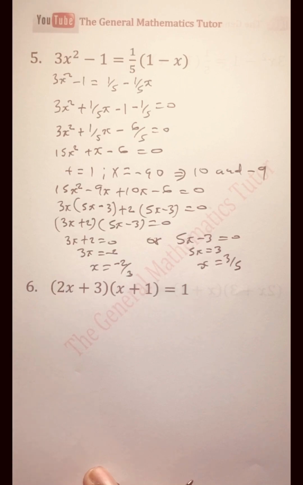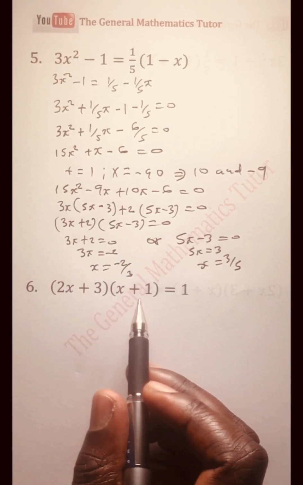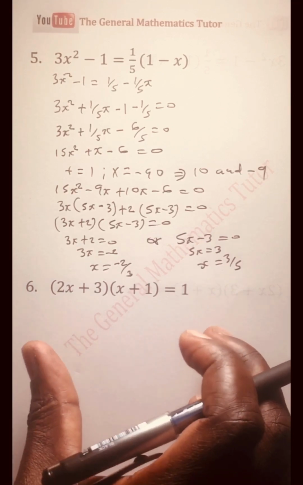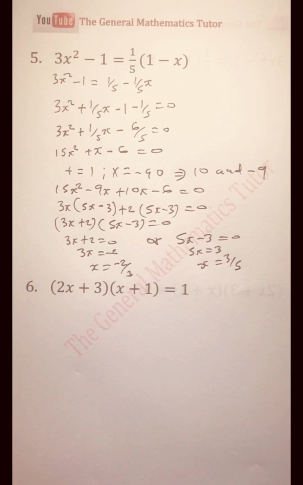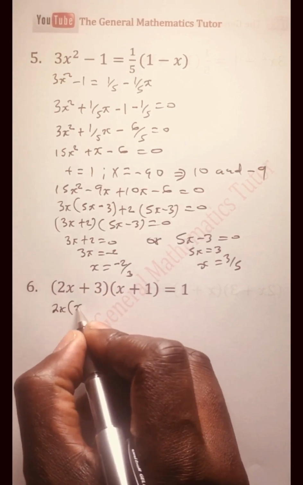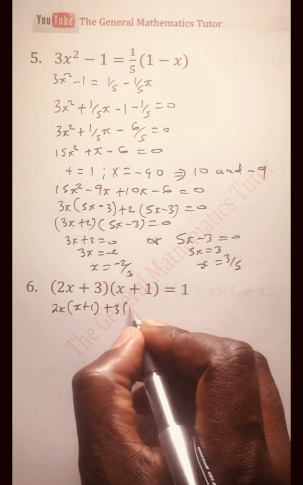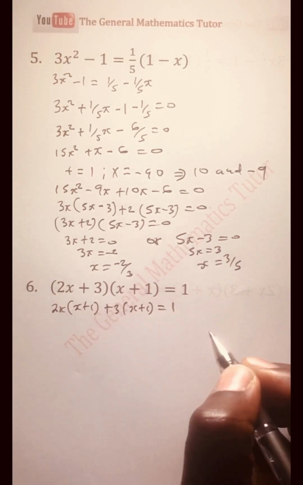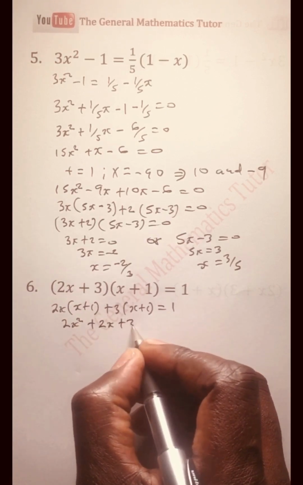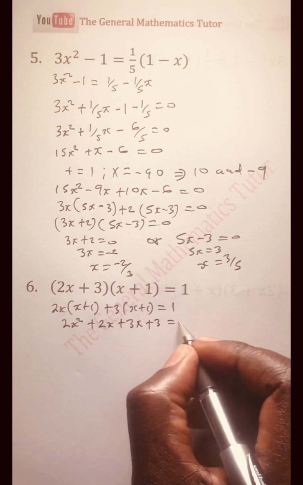Number 6, you have (2x plus 3) into (x plus 1) is equal to 1. So you can just simplify this equation to be in the standard form, that is ax squared plus bx plus c is equal to 0. So for us to do that, we just open up the brackets on the left hand side. So we're going to have 2x into (x plus 1) plus 3 into (x plus 1) is equal to 1. So this is 2x squared plus 2x plus 3x plus 3 is equal to 1.